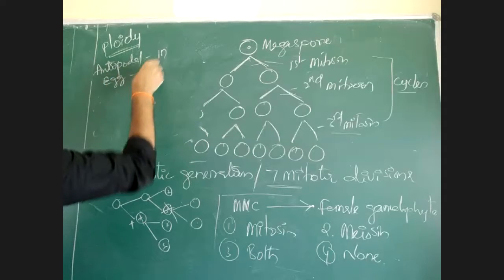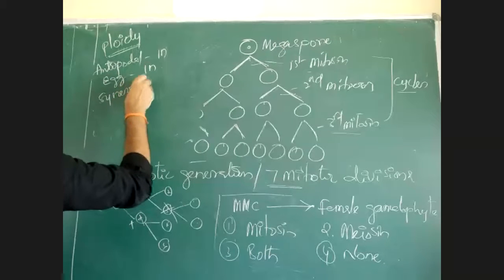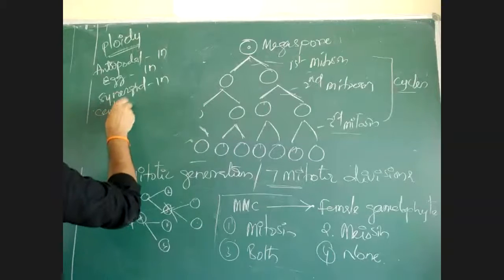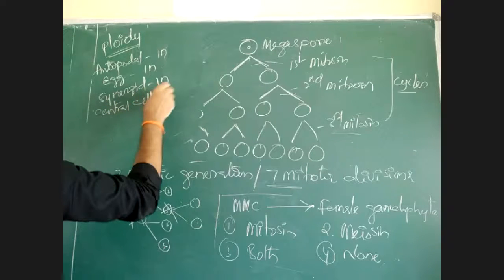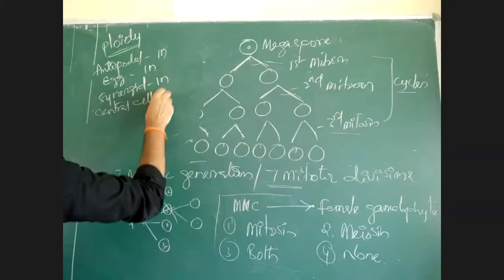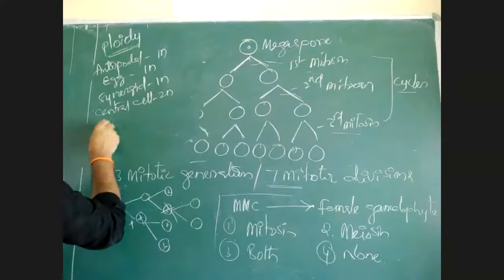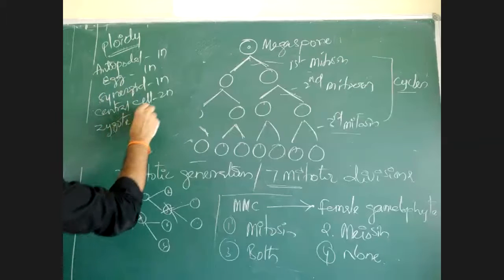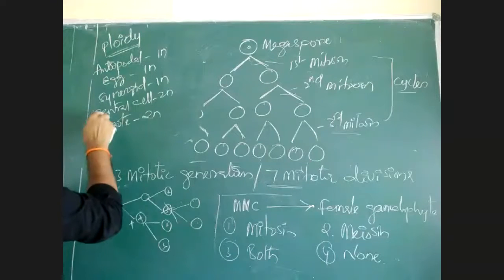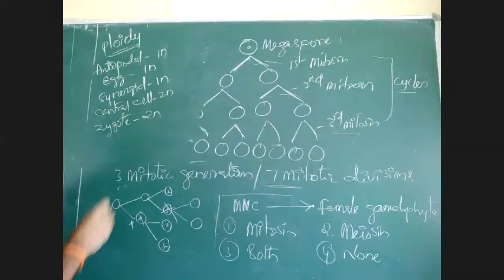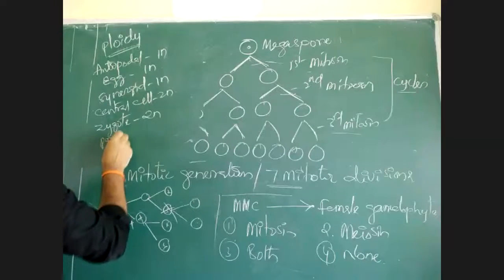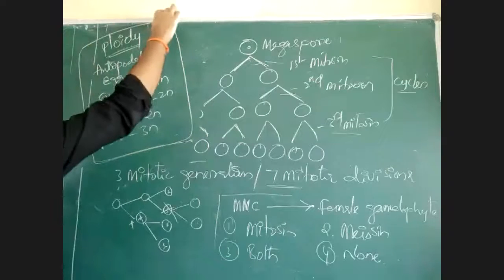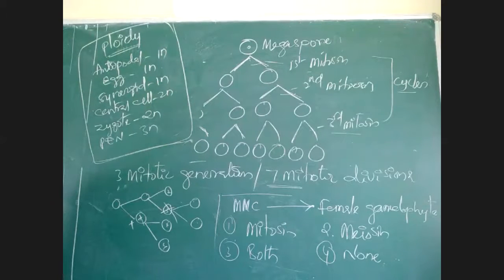Egg is there, haploid. Synergid is there, haploid. Central cell is there. Central cell has 2 polar nuclei, so it is diploid. Then egg fuses with male gamete and forms zygote, that is diploid. Central cell has 2 polar nuclei that combine with second male gamete and form primary endosperm nucleus, that is triploid. This is very, very important. Ploidy of different cells present in embryo sac.